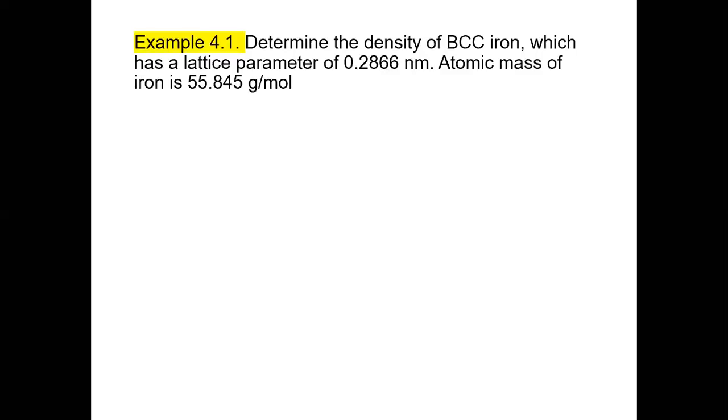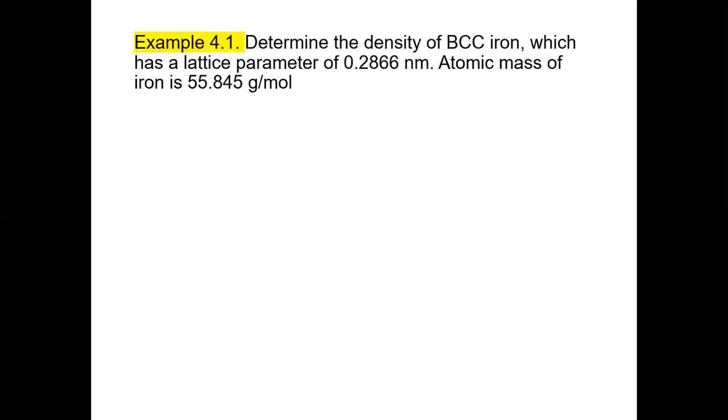Determine the density of BCC iron. That means iron has a BCC crystal structure which has a lattice parameter of 0.2866 nanometer. The atomic mass of iron is 55.845 grams per mole.